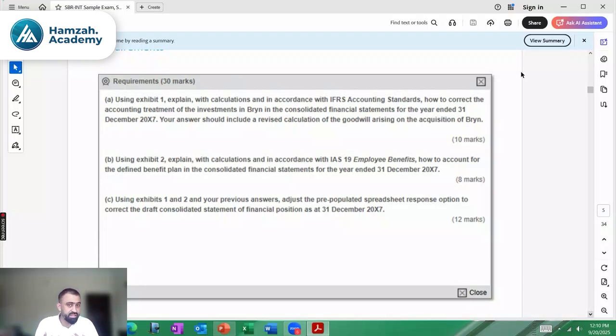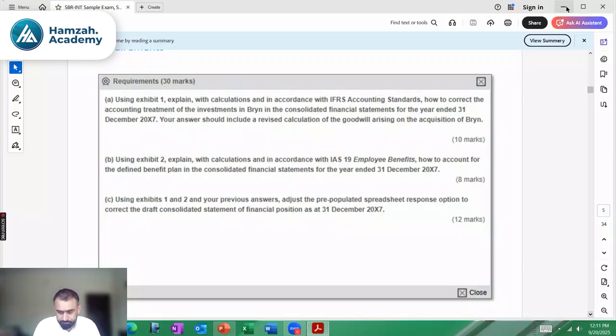The first requirement has 10 marks, the second has 8, so there are a total of 18 marks. And then the third requirement is that using exhibit 1 and 2, meaning what you have concluded in requirement A and requirement B, and your previous answers, adjust the pre-populated spreadsheet response option to correct the draft consolidated financial position as at 31st December X7.